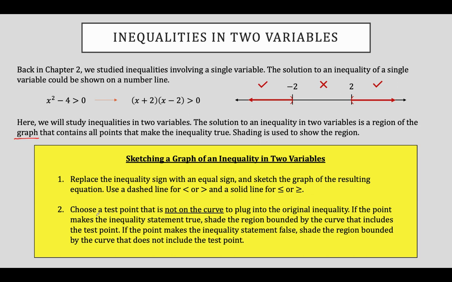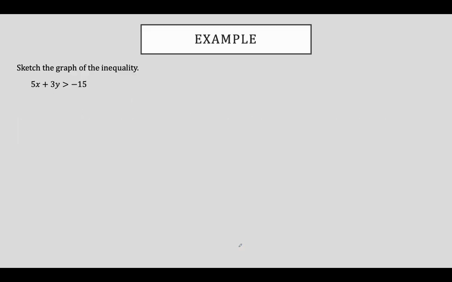Then choose a test point that is not on the curve to plug into the original inequality. If the point makes the inequality statement true, shade the region bounded by the curve that includes the test point. If the point makes the inequality statement false, shade the region bounded by the curve that does not include the test point. Let's look at a couple quick examples here.